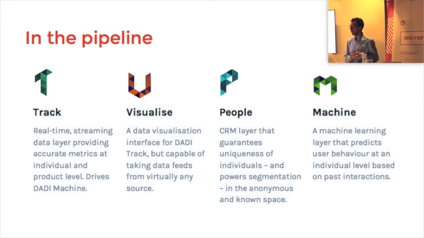We have a couple more products in the pipeline. We have Daddy Track, which is our data capturing layer. So it could do something similar to Google Analytics, but a bit more, we hope. We will have a platform called Data Visualize, which will be a visualization layer that can be used with Daddy Track or any type of data source. Daddy People, which will be our CRM layer that will handle everything concerning users. So user authentication, authorization, permissions, identity, everything about users. And Daddy Machine, which will be a machine layer, a product that will understand data from the other components.